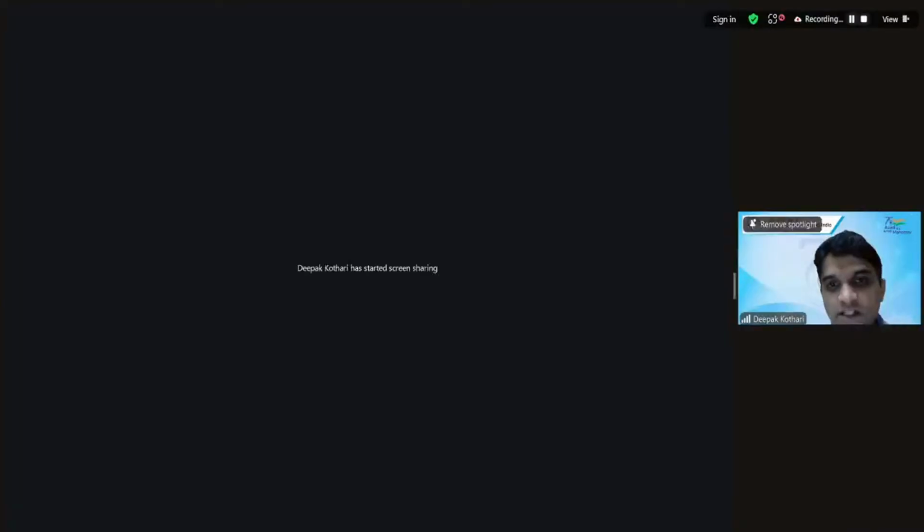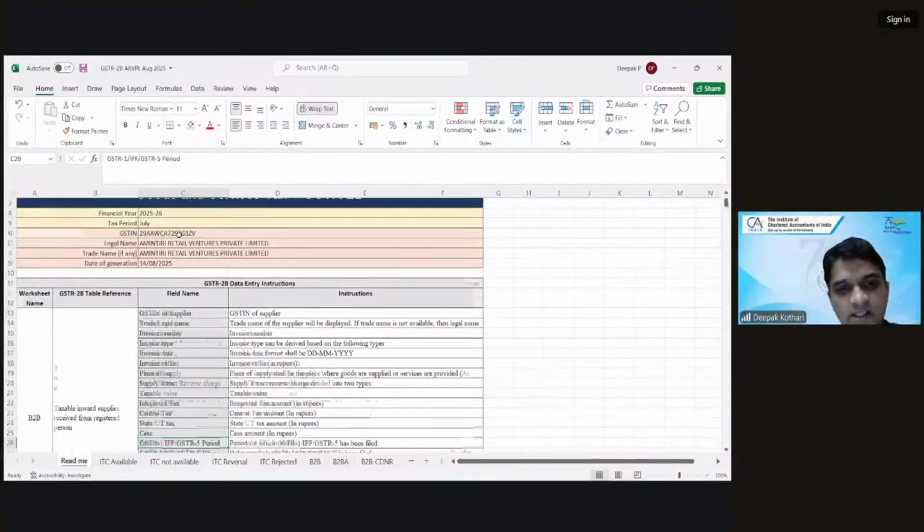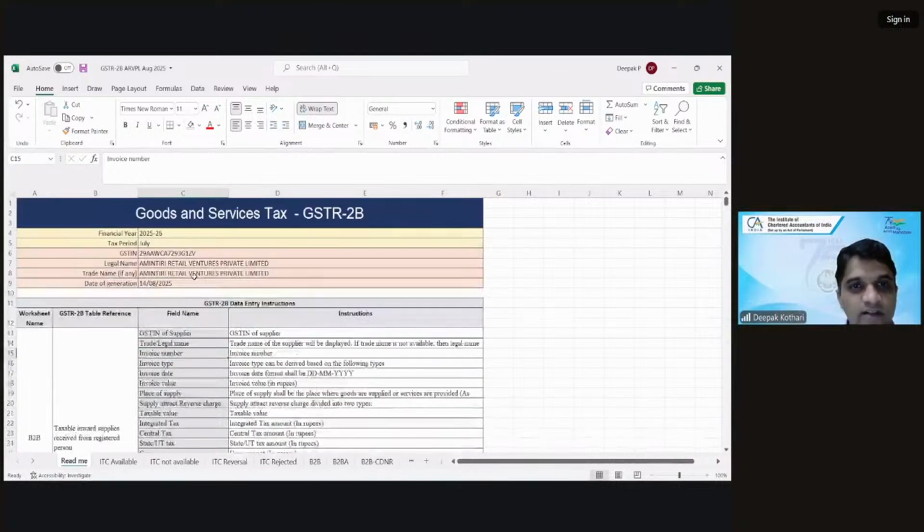I will show you a GSTR 2B. How does it appear? Once you go to the portal and download GSTR 2B, it will show you the financial year, the tax period, and the GSTIN, because you are downloading your GSTIN. It will show your company's name and the date when you generated this, and the basic nomenclature. With this, we are not interested. So you will get the GSTR 2B.